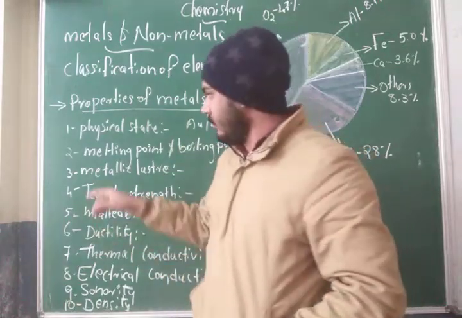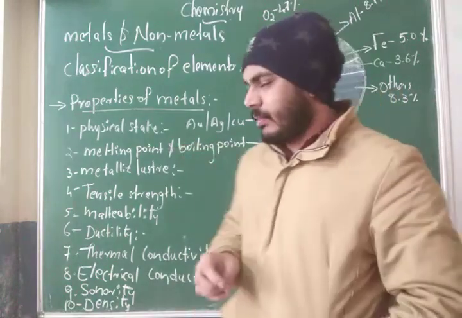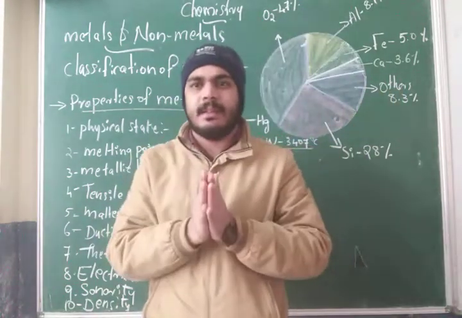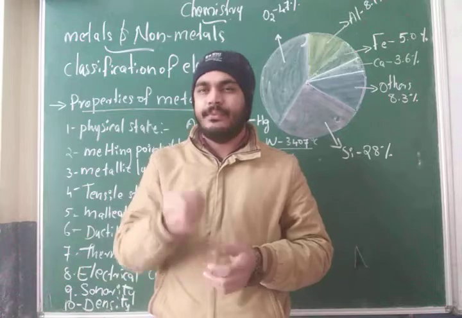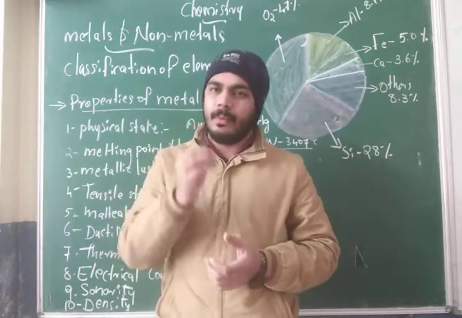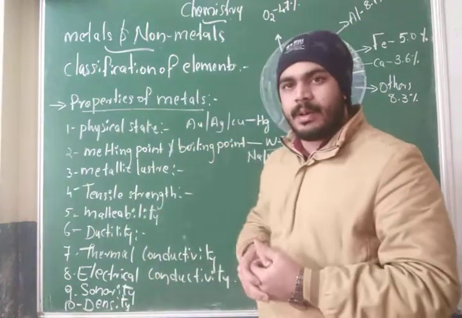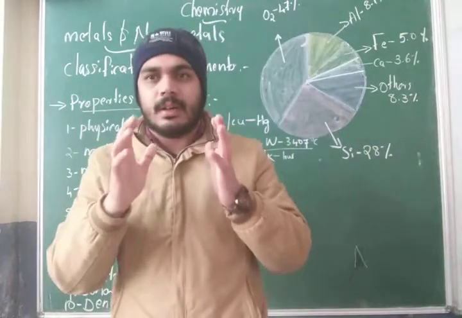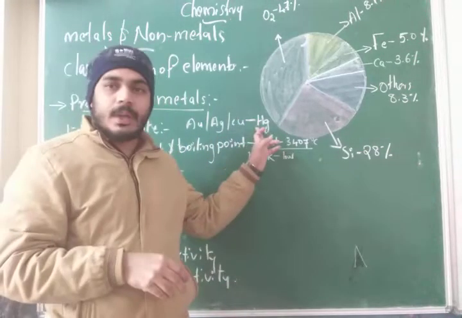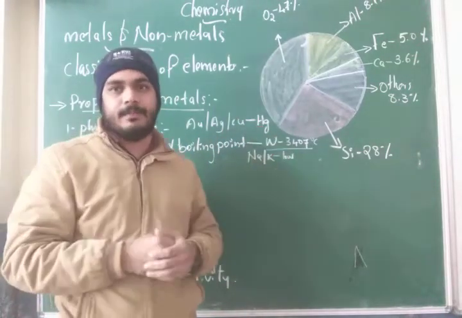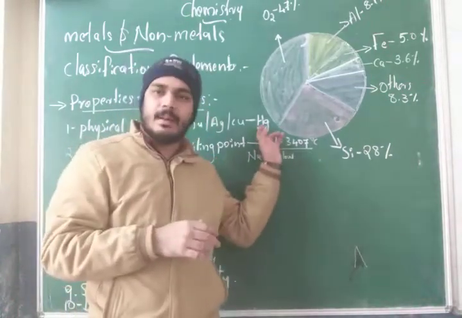First of all, physical state. That means some of the metals are seen in solid state, and a few metals are in liquid state. For example, aluminium, silver, copper are in solid state. And mercury is liquid in state. The only metal that is liquid is mercury, symbol Hg.